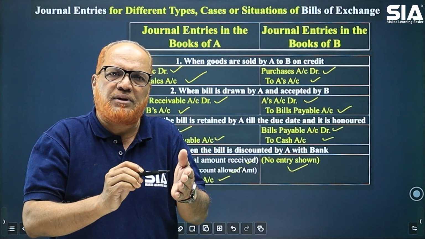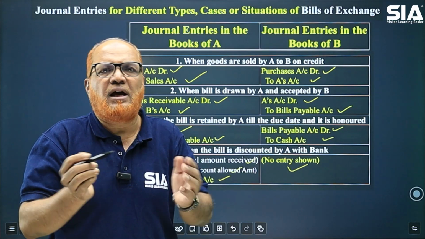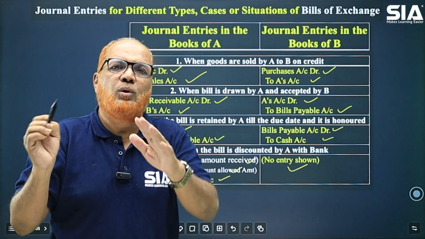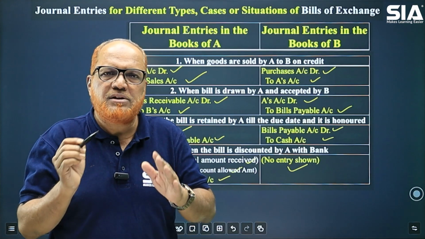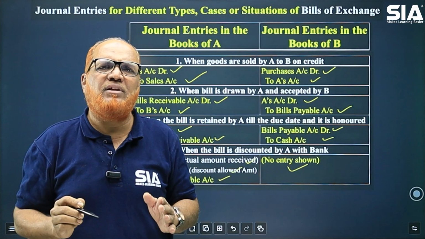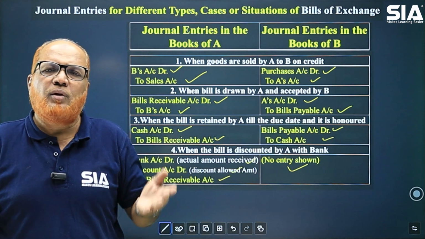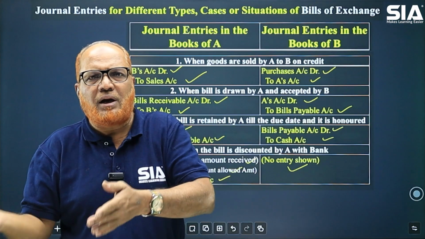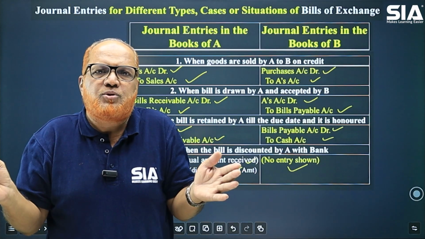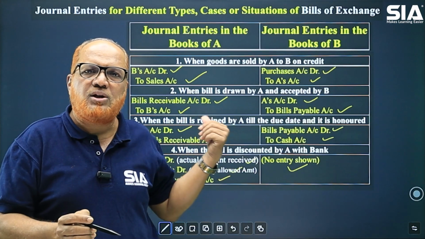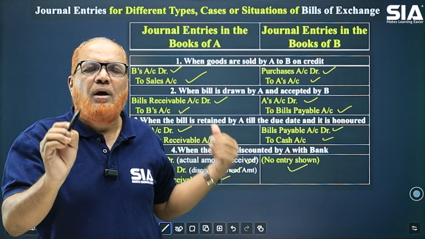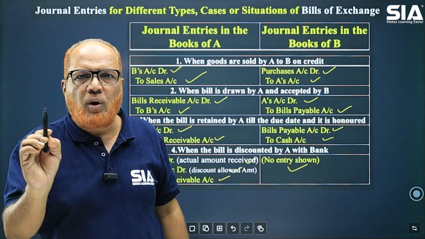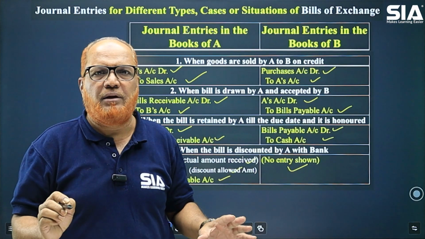Once he has accepted the bill, he will say that I will honor the bill on the due date. So till the due date, whatever you do yourself. That means B will say, you can deal with the bill in any way. You can keep the bill, you can endorse the bill, you can send the bill for collection, you can discount the bill. So many options are there in the hands of A. So remember, when the bill is discounted by A, no entry in the books of B.